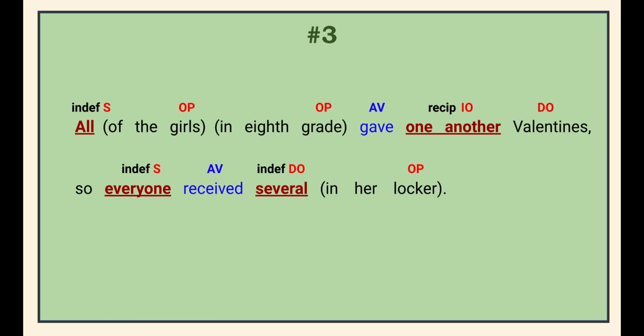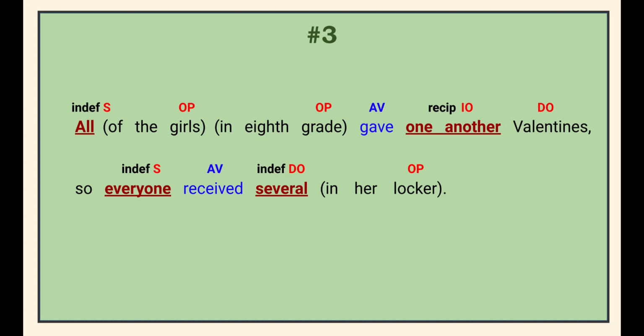Number 3. All of the girls in 8th grade gave one another valentines, so everyone received several in her locker. The verbs in the sentence are gave and received, both action verbs. The first pronoun is all. It's indefinite, and it's acting as the subject of the verb gave. The next pronoun is one another. It's a reciprocal pronoun demonstrating that all of the girls are involved in the action. It's acting as the indirect object.